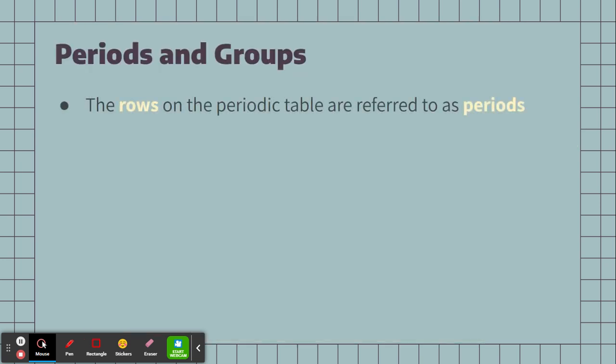Each row on a periodic table is referred to as a period. All elements in the same period have the same number of occupied principal energy levels, I should say.